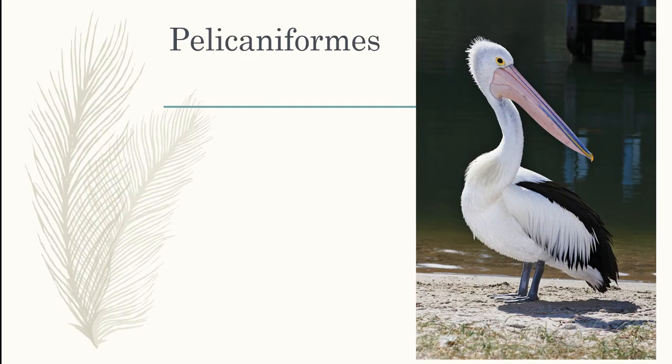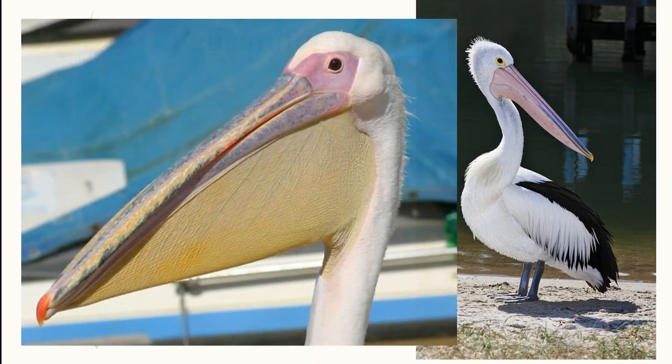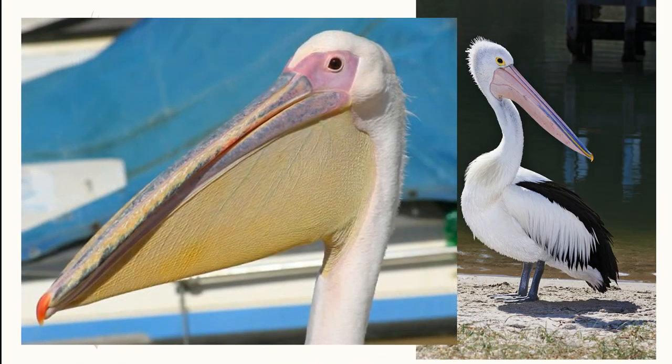The Pelicaniformes, of course, that would be the pelicans, right? I wonder if I'm pronouncing that right. Pelicaniformes, I think is how you do it. Also that beak will extend, there it is, extended to scoop up a big bunch of water along with the fish, and then it can swallow those fish.